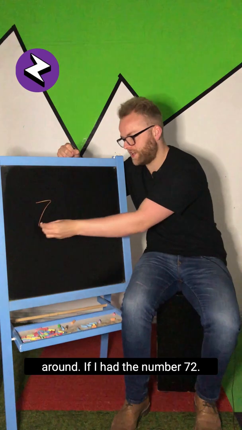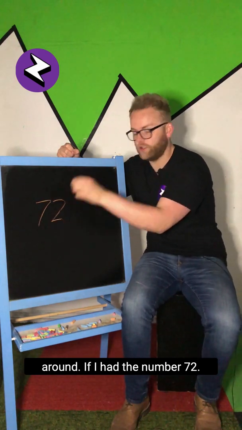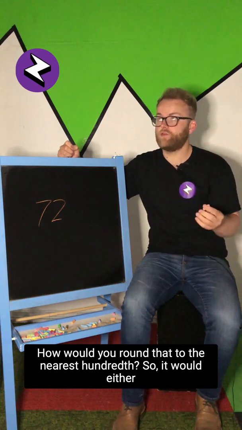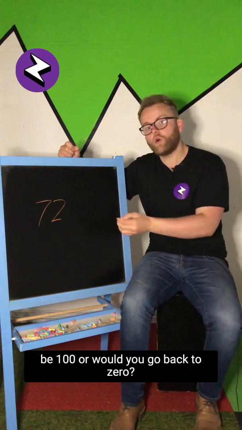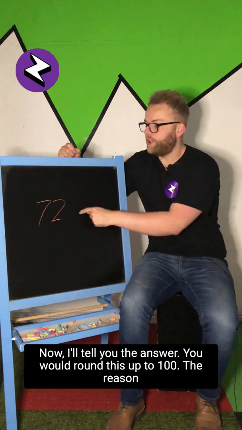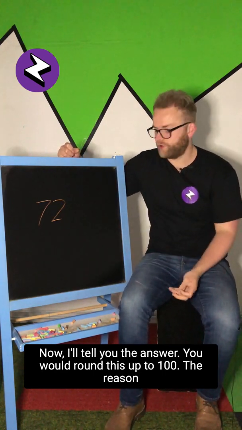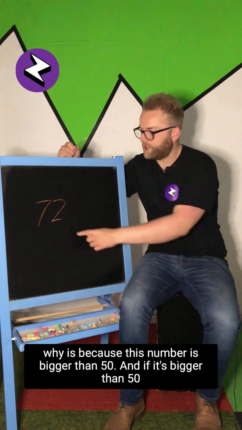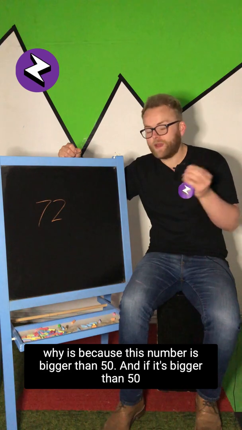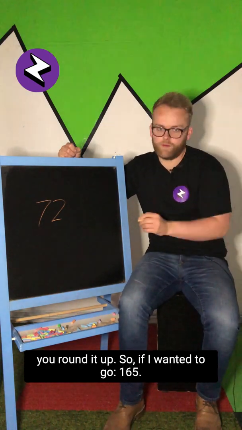If I had the number 72, making a number up, would you round that to the nearest 100? So it would either be 100 or would you go back to 0? Now, I'll tell you the answer. You'd round this up to 100. And the reason why is because this number is bigger than 50. And if it's bigger than 50, you round it up.